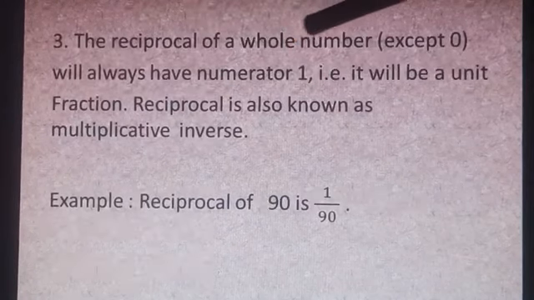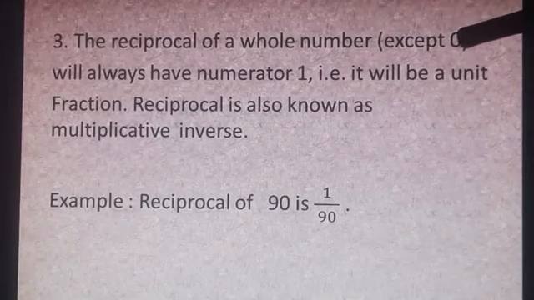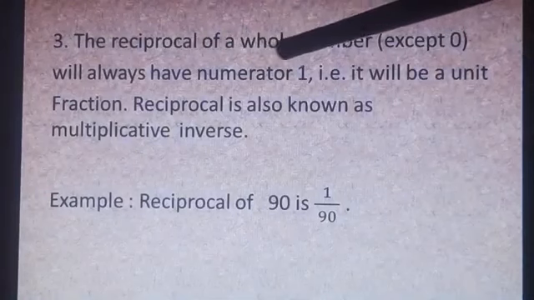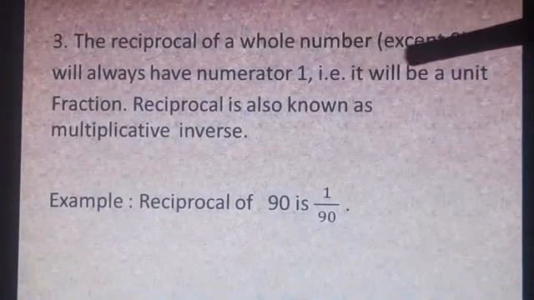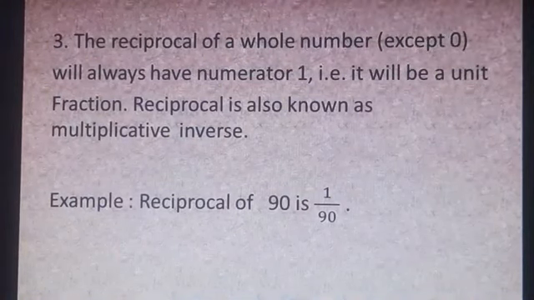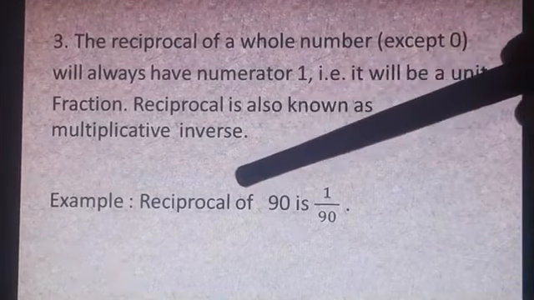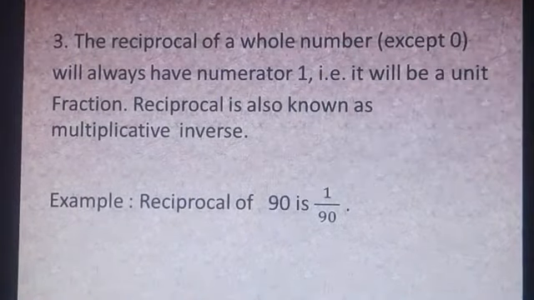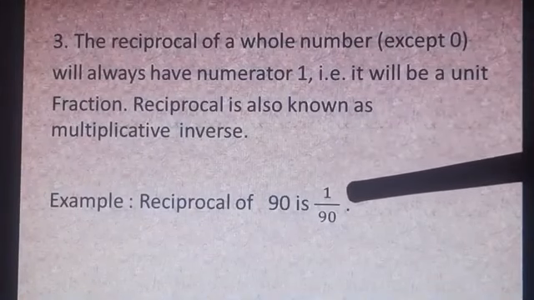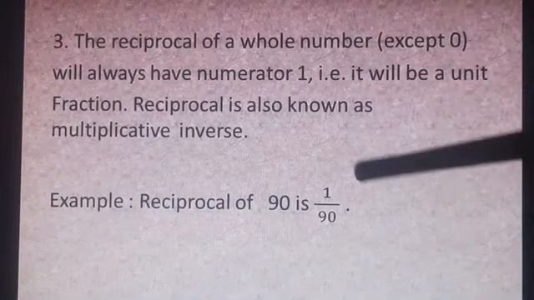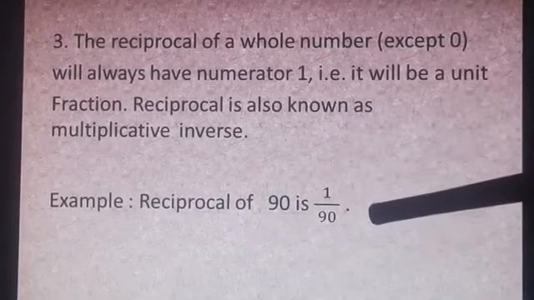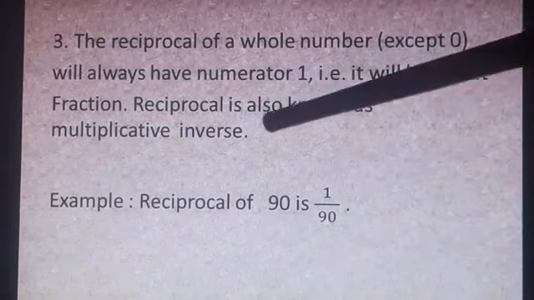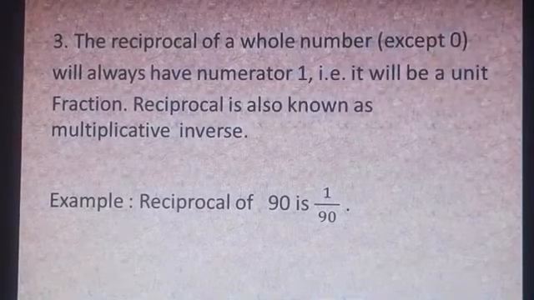The reciprocal of a whole number, except 0, will always have numerator 1. That is, it will be a unit fraction. See this example. Reciprocal of 90. 90 can be written as 90 upon 1. So its reciprocal will become 1 upon 90. And 1 upon 90 is a unit fraction. Understood? Reciprocal is also known as multiplicative inverse. Right?